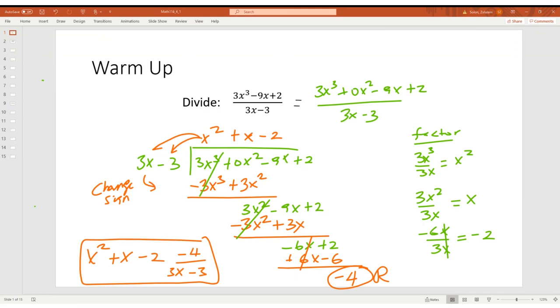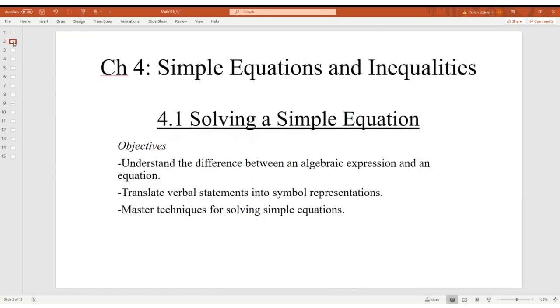Excellent. Okay, let's start today's topic. Today we are going to solve simple equations. That's the first objective. The second objective will be solving literal equations. So in this topic, we have three objectives.